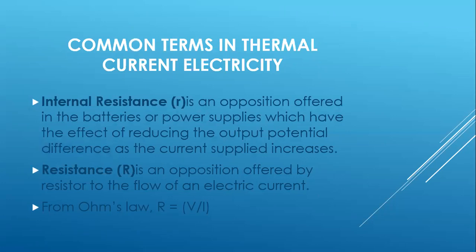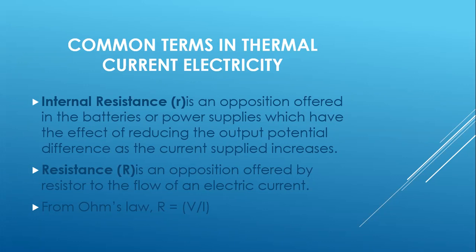Let's see further common terms in this thermocurrent electricity, that is the internal resistance. It is abbreviated as small letter r, and is an opposition offered in the batteries or power supplies, which has the effect of reducing the output potential difference as the current supplied increases. So it's a kind of resistance, or we can say the opposition that is given by the battery or any power supply, which reduces the output potential difference, or simply PD, as the current supply increases.